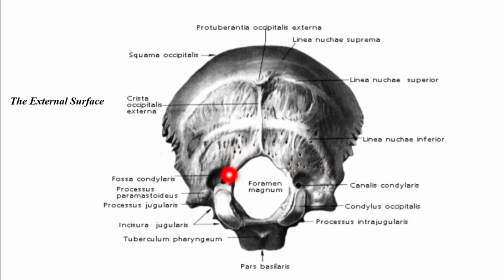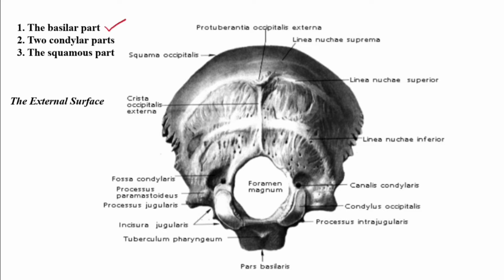Then let's go to the lower part here, right? So this is the condylar part, right? So the fossa condylaris, and on the fossa condylaris there is a foramen, or rather a canal, called the canalis condylaris, right? So okay, those are just the parts.